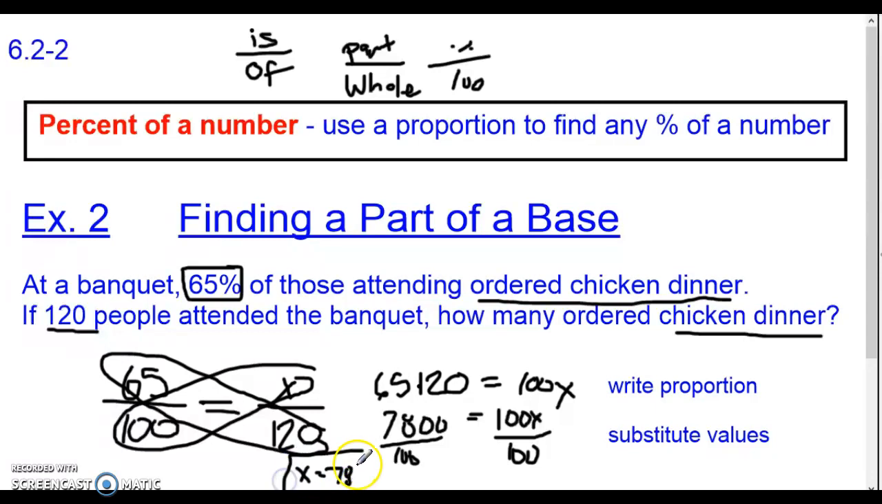So let's go ahead and check if that makes sense with our answer. How many ordered chicken dinner out of 120? 78. And 78 is more than half of 120, and 65% is more than half of 100. So that answer would make sense.